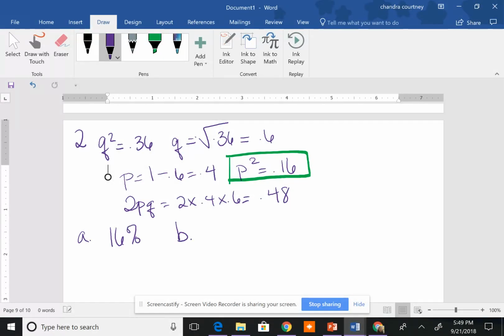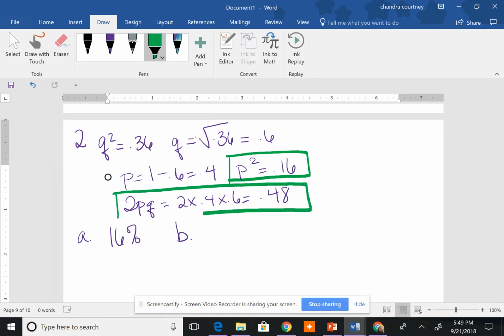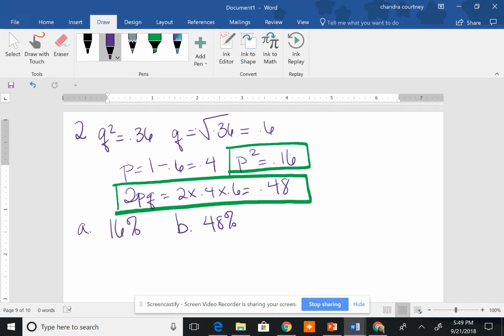Part B wants me to find the percentage of the population that is heterozygous, or 2PQ, for the same gene. So that would be this section that I've worked out, and the answer is 48%. Okay, so 2 done. Let's look at question 3.